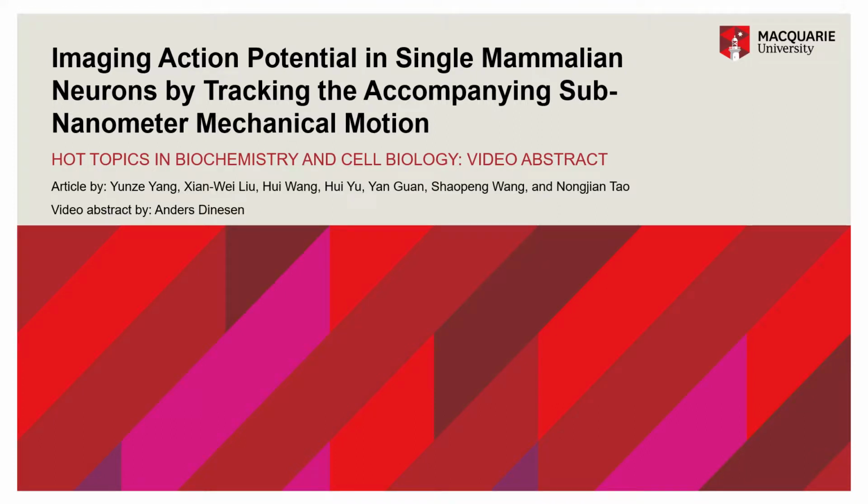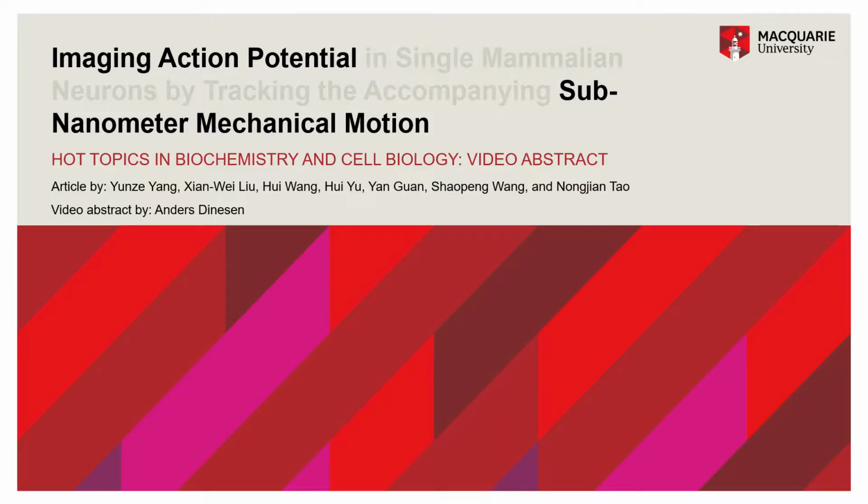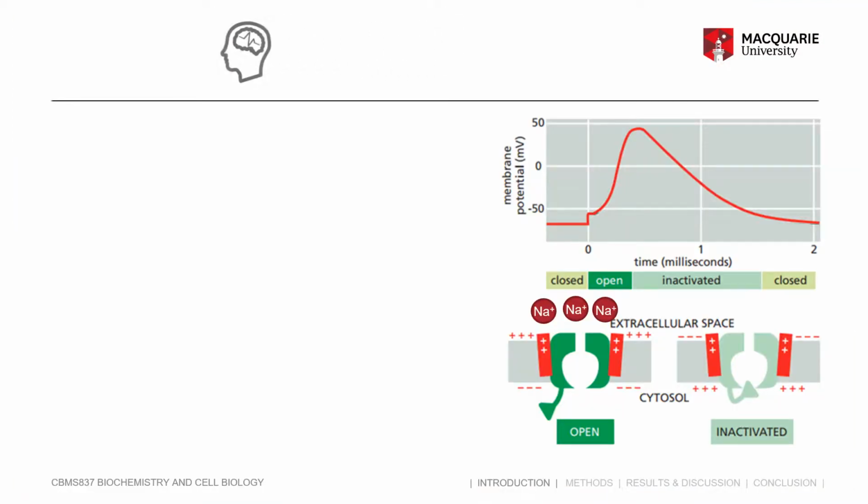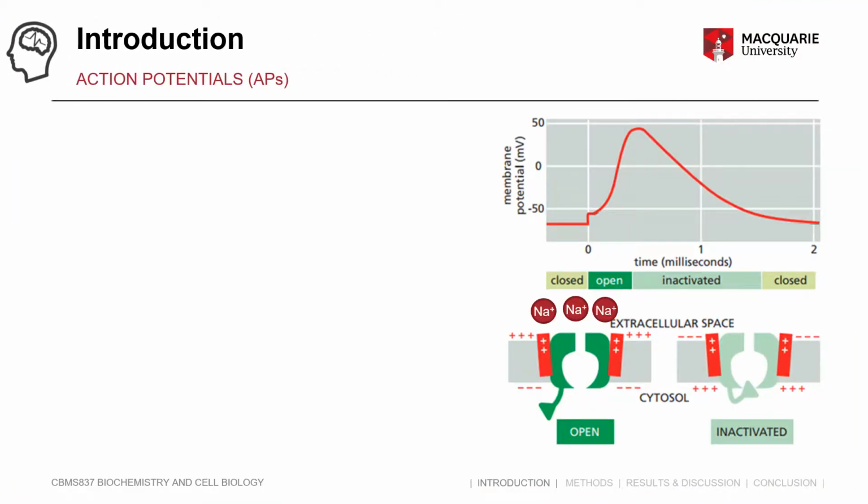This is a presentation of the article Imaging Action Potential in Single Mammalian Neurons by Tracking the Accompanying Sub-Nanometer Mechanical Motion. What they actually did in this article was image the sub-nanometer mechanical motion associated with action potentials. A quick introduction to action potentials.